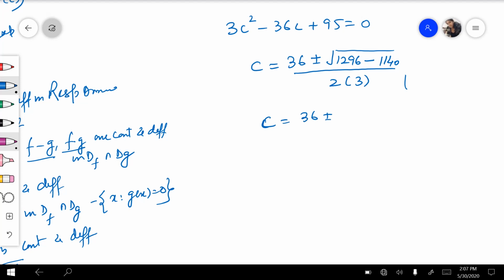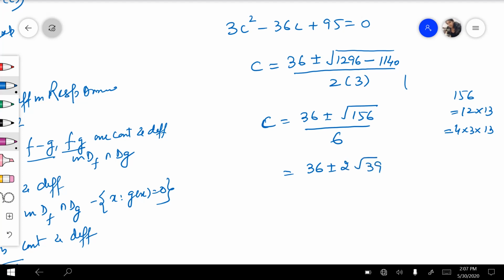36 plus minus square root of 156 upon 6. 156 को I can write 12 into 13. 12 को मैं फर्दर कैसे लिख सकता हूँ, 4 into 3 into 13. तो ये किसके इक्वल हो जाए, 36 प्लस माइनस 2 स्क्वायर रूट ऑफ 39 अपॉन 6. तो 2 कॉमन लेने पर हमारे पास आ गया 18 प्लस माइनस स्क्वायर रूट ऑफ 39 अपॉन 3.